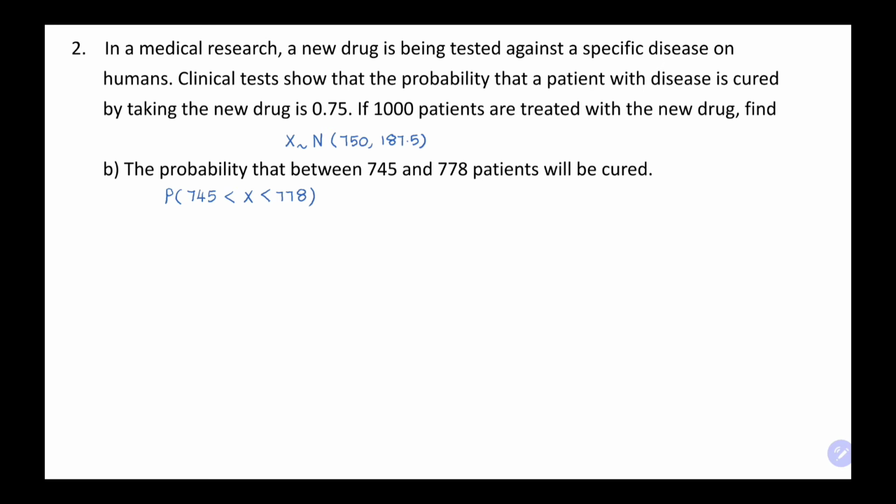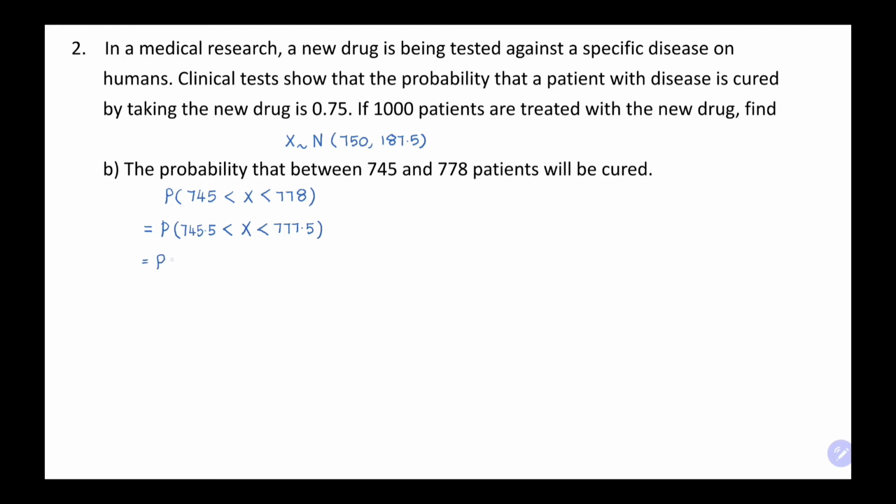Okay. Since we change from binomial to normal, we need to do CC. X greater than means we need to plus 0.5, so 745.5. And X less than means we minus 0.5, so 777.5.